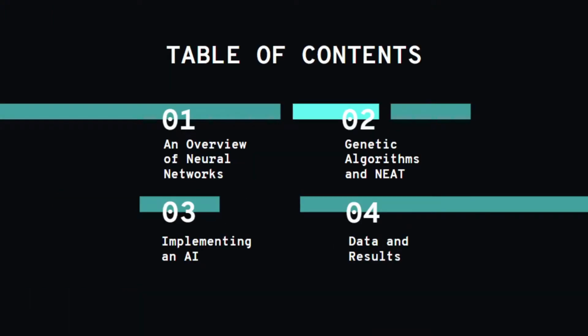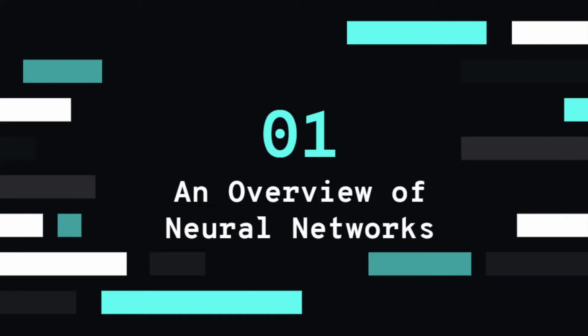So this is just a brief table of contents of what I will be going through throughout this video. I'll start off with an overview of neural networks. I'll explain what neural networks are and how they work. Then I'll move on to genetic algorithms and NEAT. I'll explain what those are. And then I'll be going on into how I implemented my AI and the data and results I got from the AI. All right, so let's start with an overview of neural networks, and I'll explain what they are.